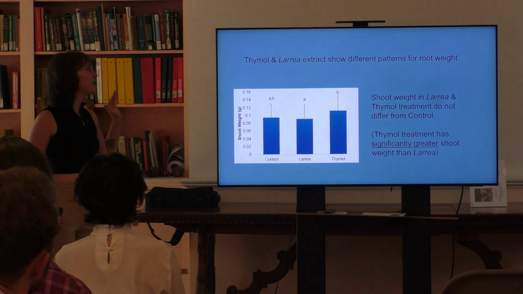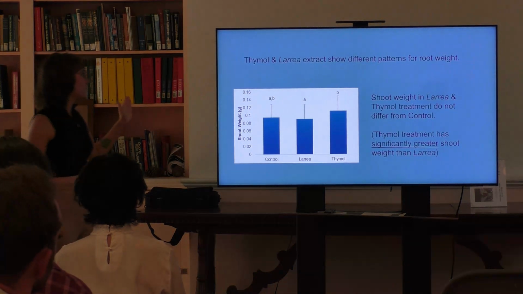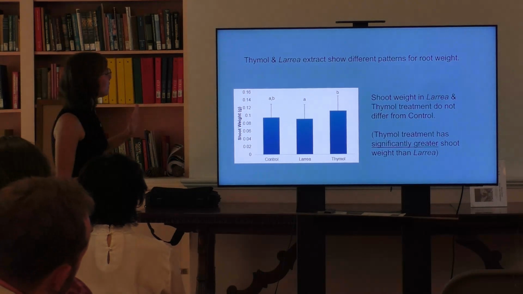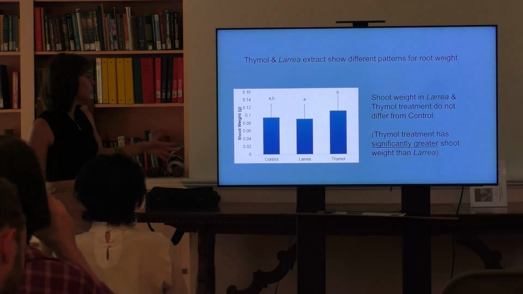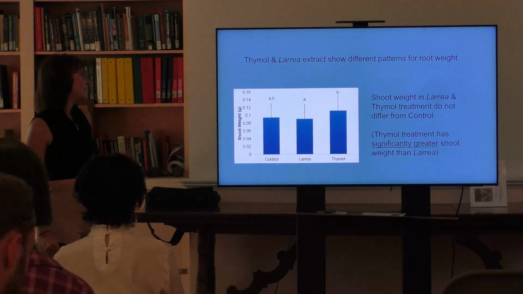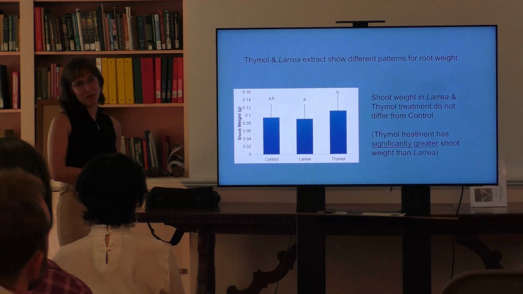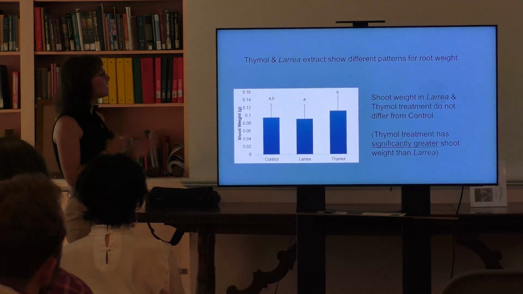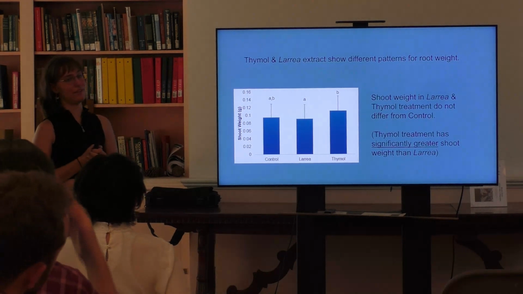What we found was that thymol and malaria extract showed different patterns for shoot rate. So on the y-axis here, we have average shoot rate, and on the x-axis, we have our treatments, control, malaria and thymol. And as you can see, the shoot rate in malaria and thymol did not differ from the control. However, the thymol treatment had significantly greater average shoot rate than malaria.